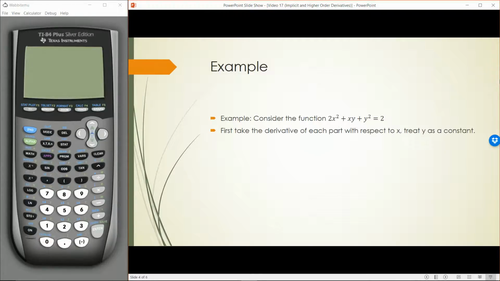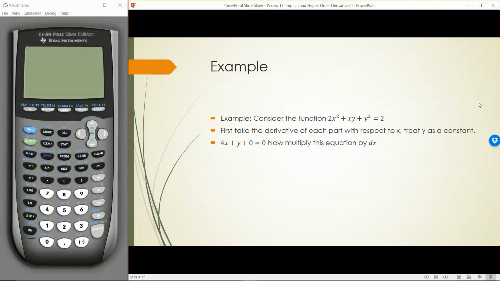So to take the derivative of this, we have to take the derivative with each part. Let's start with x and treat y as a constant. So the derivative of 2x squared will be 4x. The derivative of x times y will just be y, because y would just be classified as a constant. Derivative of y squared, well, that's just going to be 0, because y is a constant, so y squared would be a constant when we talk about x. And the derivative of 2 is 0. So we get this part here.